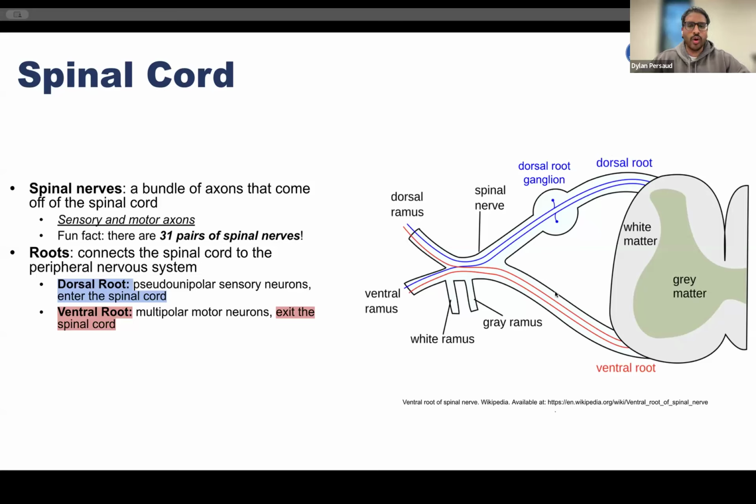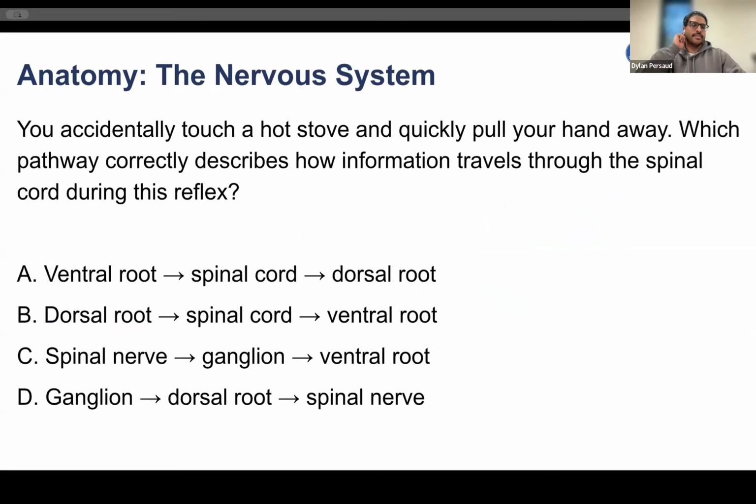Okay. So for the next question: you accidentally touch a hot stove and quickly pull your hand away. Which pathway correctly describes how this information travels the spinal cord through this reflex? So remember, we talked about one-way highways, what's sensory, what's motor.